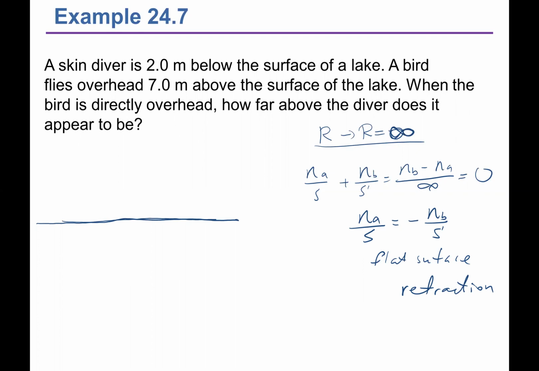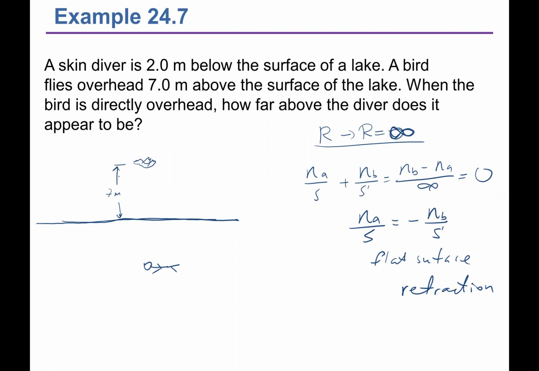We have a skin diver, who is 2 meters below the surface of a lake. Let me draw someone like this. And a bird flies overhead 7 meters above the surface of the lake. Let's say here's a bird, 7 meters above. That means this distance here is 7 meters.